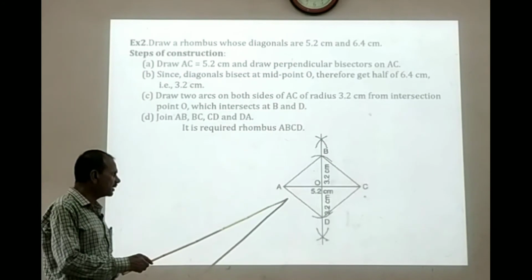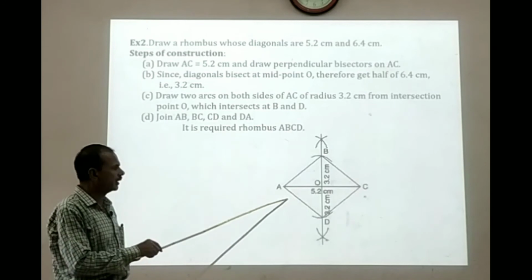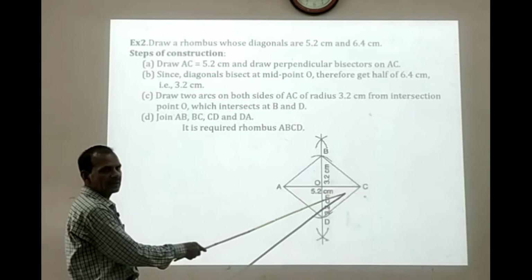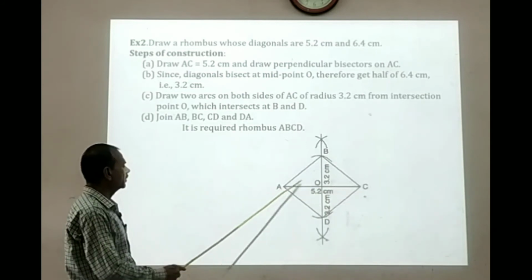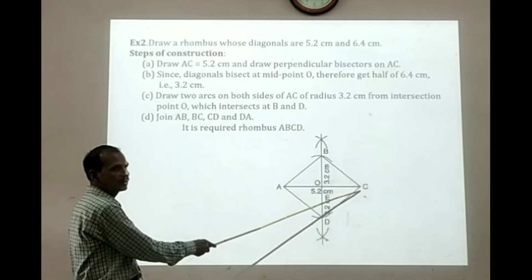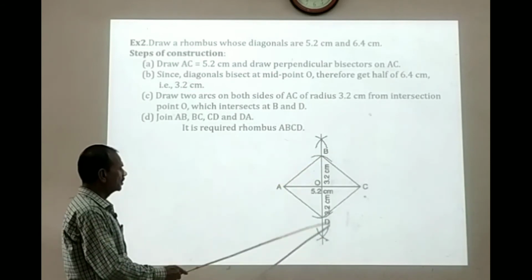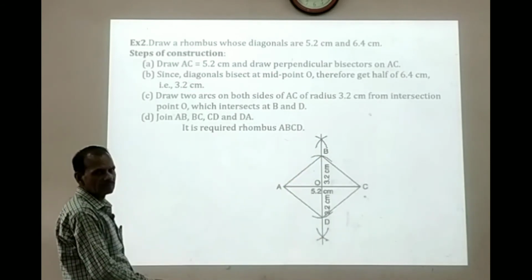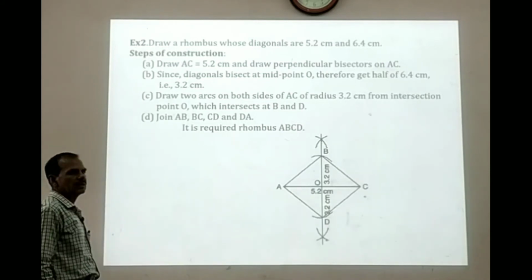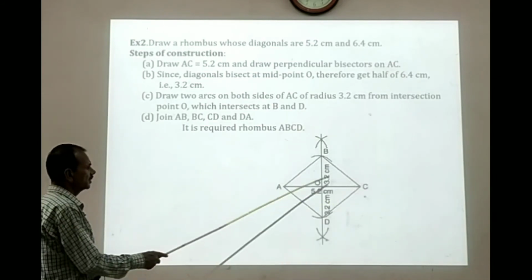Then bisect AC. How to bisect, everyone knows, but I am telling the method. Take more than half the distance of AC in a compass. A as a center, draw an arc on both sides. Again C as a center, same radius, make an arc to intersect the first arc. You will get the perpendicular bisector of AC, which meets AC at O.